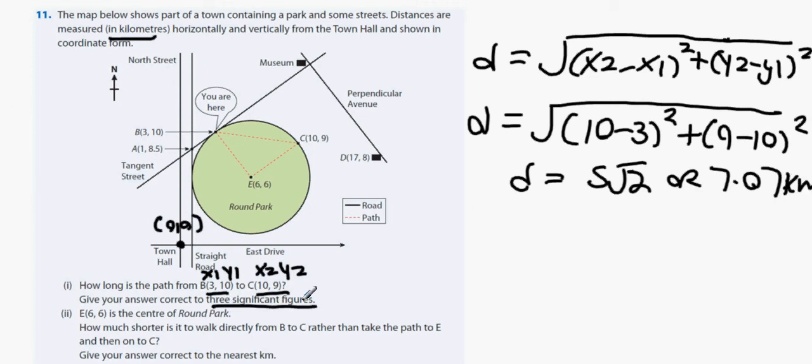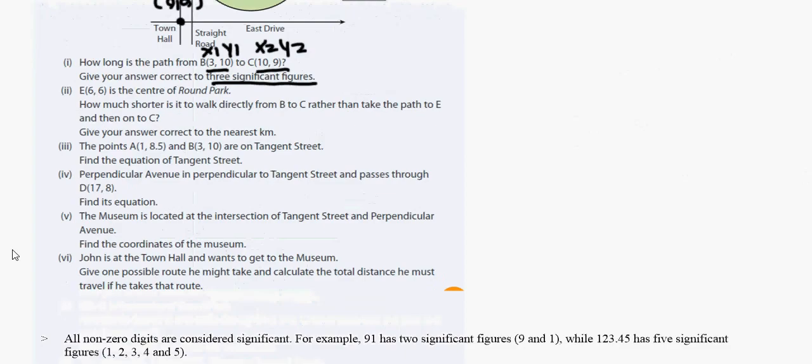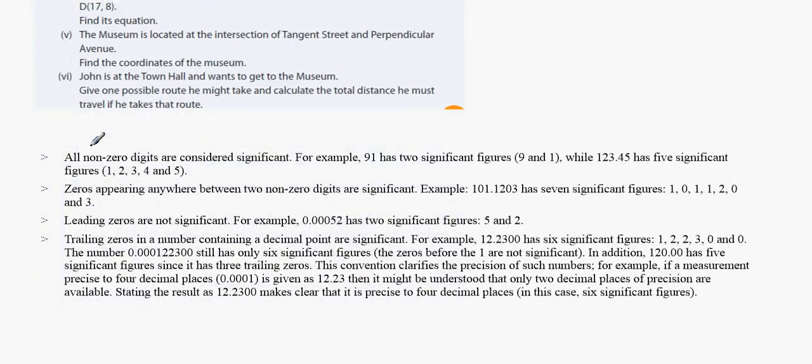What is a significant figure? Well, we can go down the back. In significant figures, all non-zero digits are considered to be significant. For example, 91 has 2 significant figures, 9 and 1, while 123.45 has 5 significant figures, as in 1, 2, 3, 4, 5.